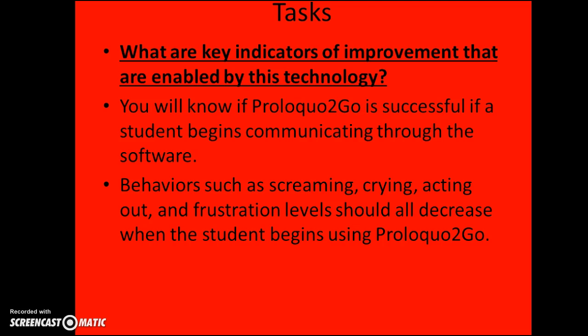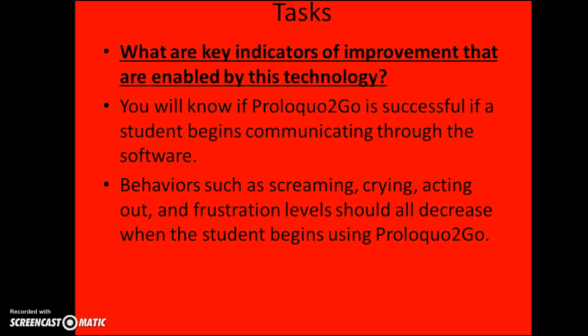Alright, we're moving on to tasks. So what are key indicators of improvement that are enabled by this technology? So basically, you will know if Proloquo to Go is working if a student begins communicating through the software. If the student gets the software and the iPad and continues to be nonverbal and refuses to communicate through the device, then ultimately it was a waste of money.